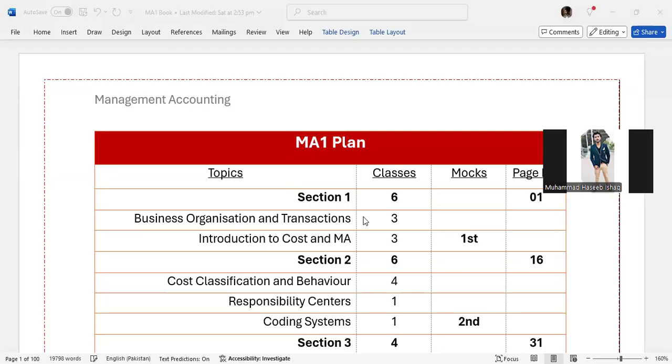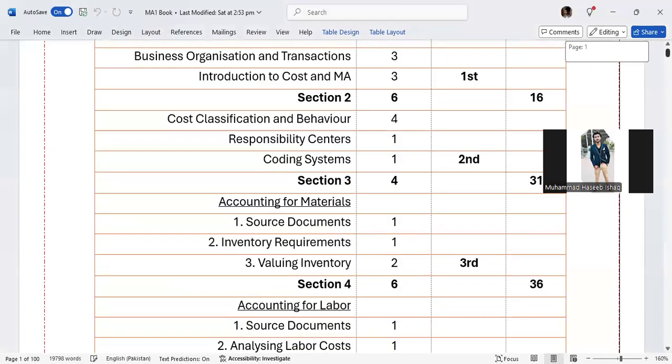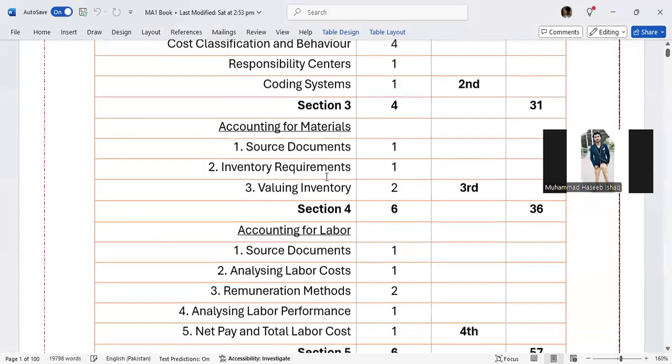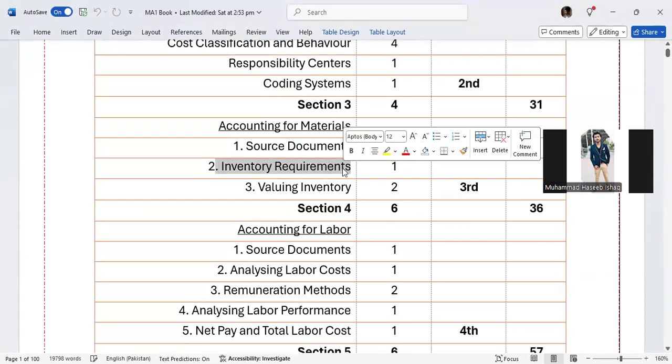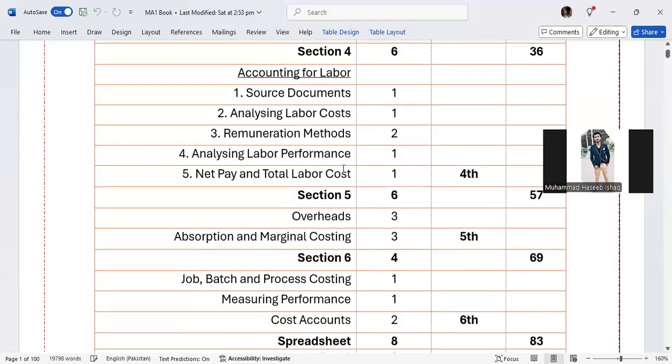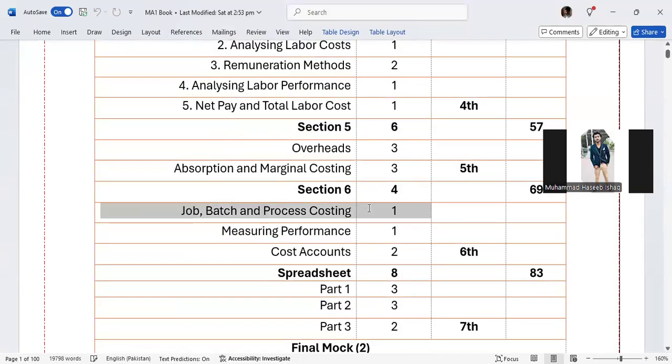We are going to do a very important question in this video. This question covers many topics, two very important topics that are examined in the MA1 exam, and also in the MA2 exam and the FMA exam as well. So what are these two topics? This is the inventory requirement topic, which will be tested in this question, and the topic of process costing. So this question includes a combination of both of these topics. So let's go to this question.